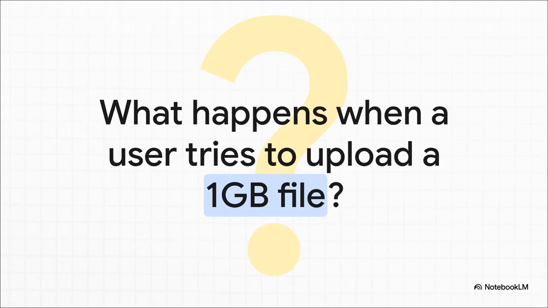So what's actually happening behind the scenes to cause that massive memory spike? By default, Flask tries to be helpful by loading the entire file into your computer's RAM before saving it to the disk. For a small photo, that's totally fine, super fast. But for a 1 GB video file, yeah, that's a recipe for a server crashing disaster.